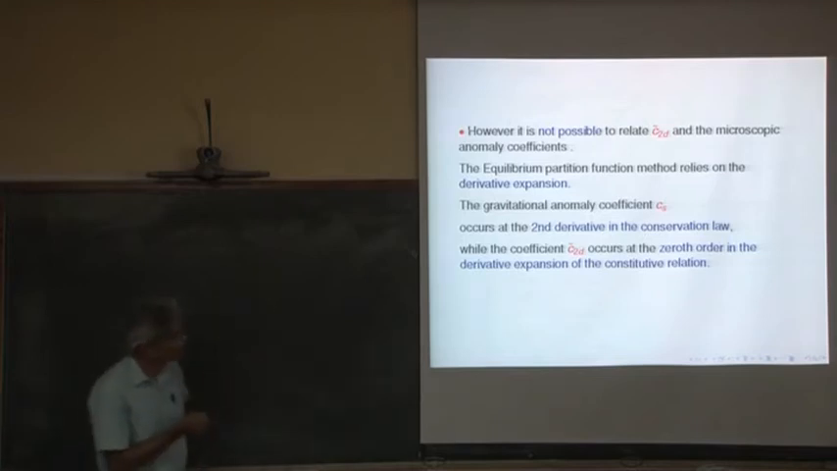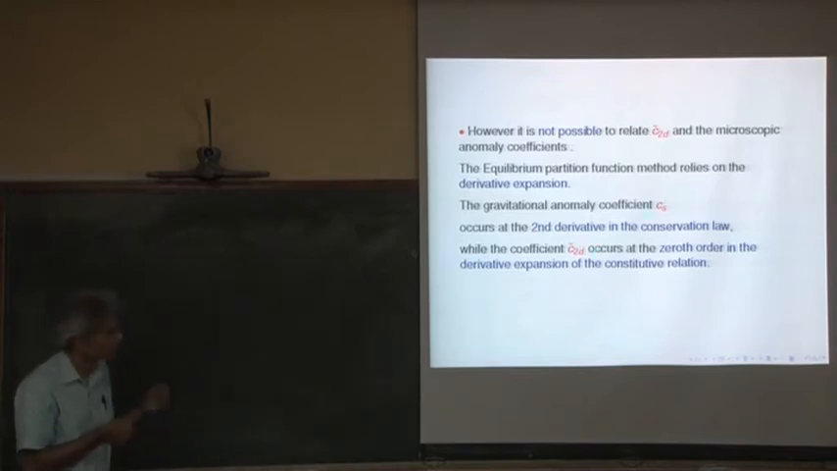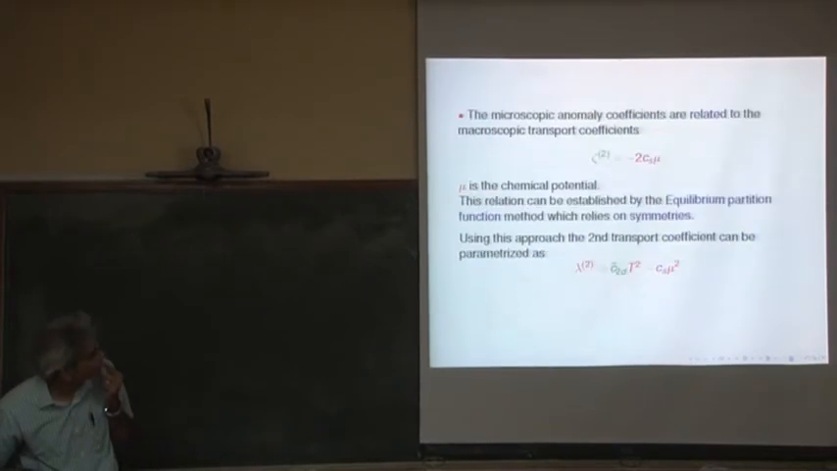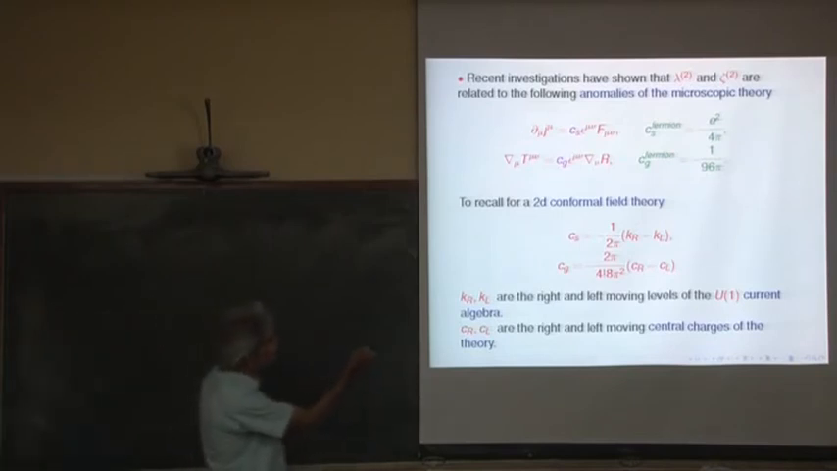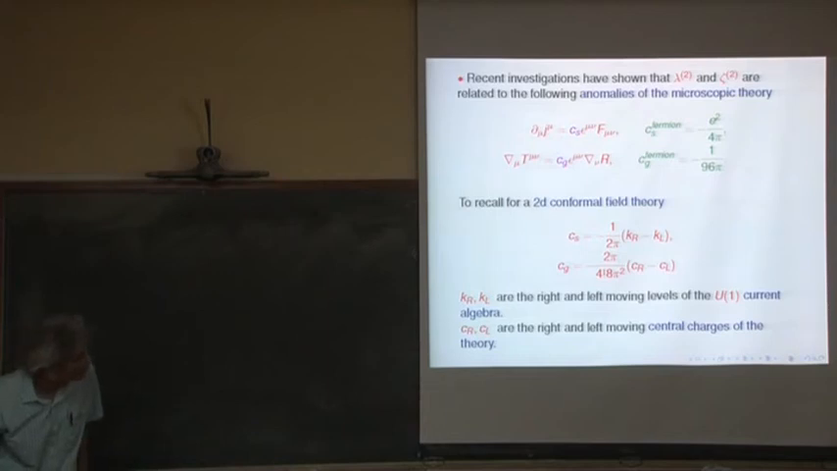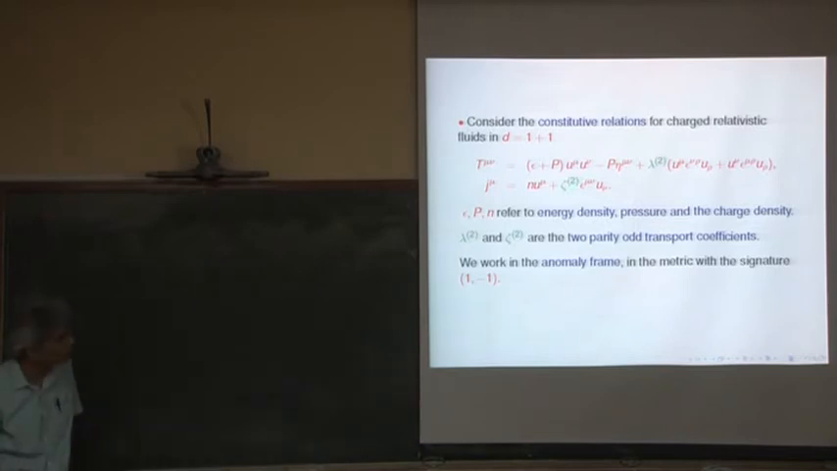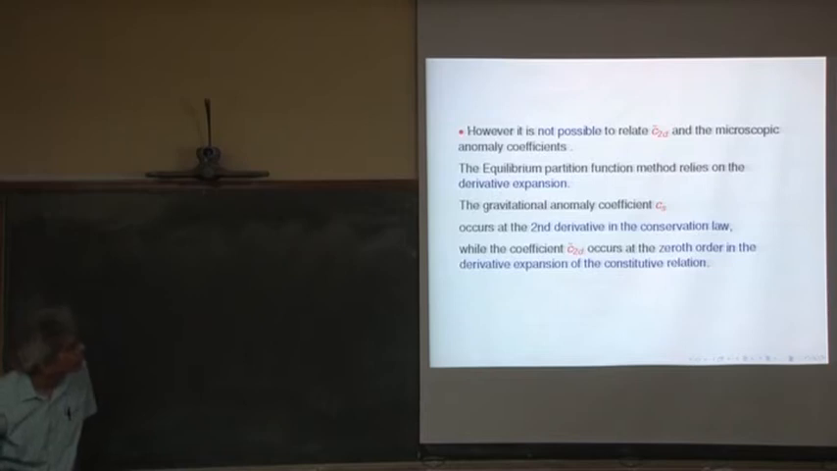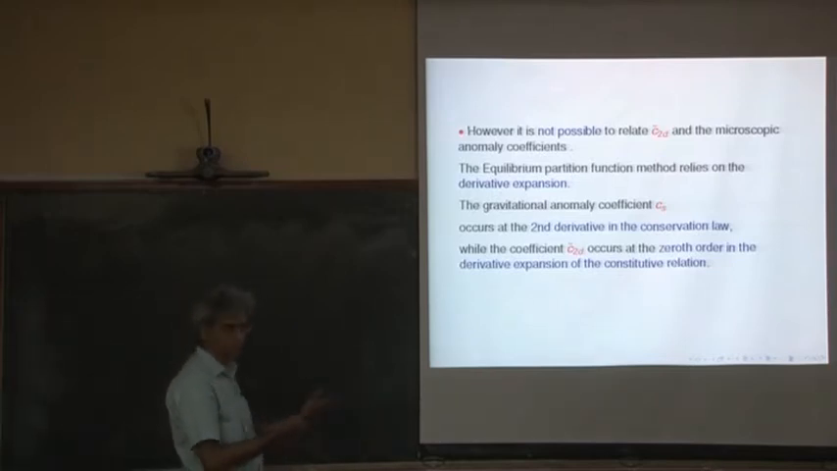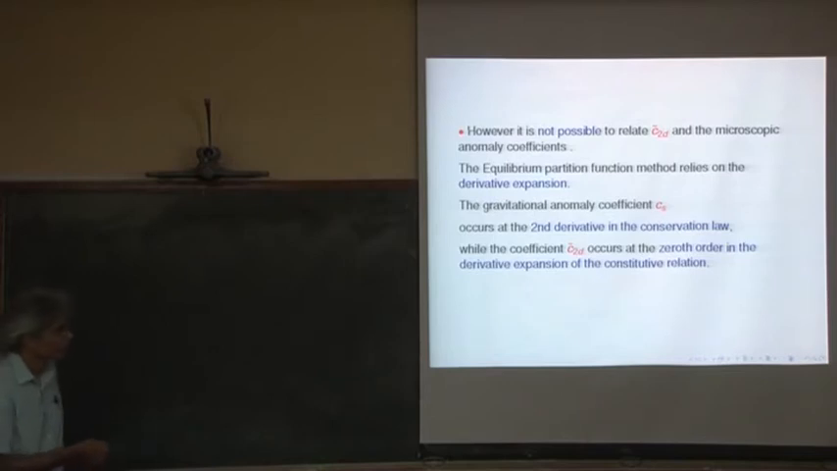In fact, the gravitational anomaly coefficient C_g occurs at the second derivative in the conservation law. You can see that, for instance, backwards here. The R has 2 derivatives, so it occurs at the second order, while this occurs at the leading order. So there's a jump in the derivative expansion, and this method relies on the derivative expansion, and it's not very easy to fix the relationship between the C tilde 2D and the gravitational anomaly.